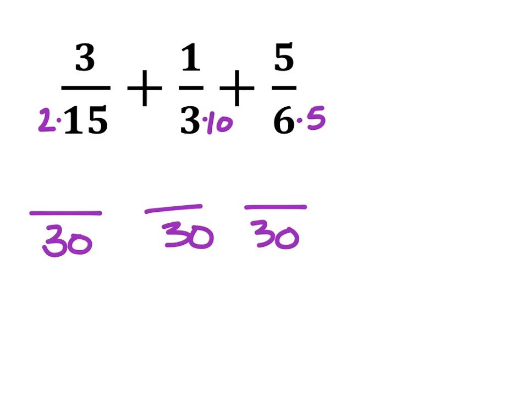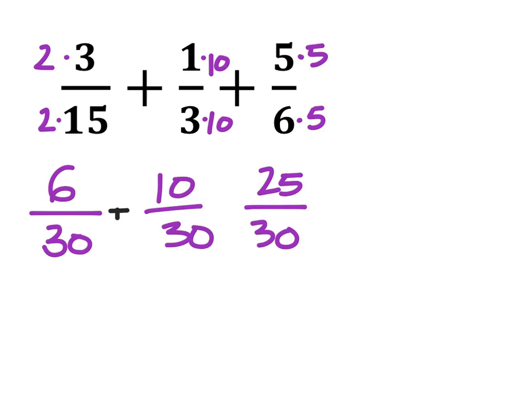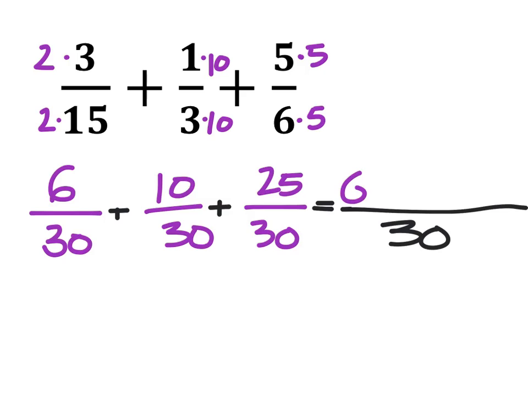Well, now that I've changed all the denominators, I can change all the numerators correspondingly. I'm multiplying these each by the same factor that I multiplied the denominators by, which would give me 6/30ths there, 10/30ths there, and 25/30ths here. And this is all addition. And again, the nice thing about having those denominators is once I have them, I'm only dealing in this size piece. So I would have 6/30ths plus 10/30ths plus 25/30ths.